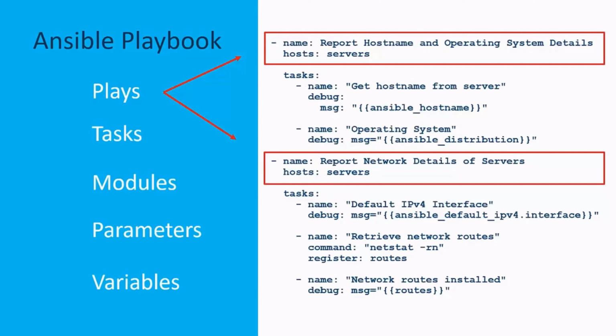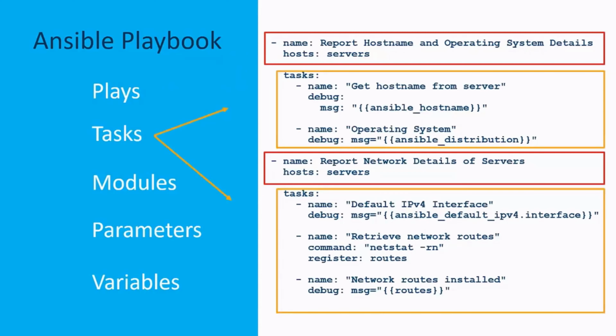The hosts are set up in the host file, and those define the actual IP address or domain names of the devices. For tasks, we have on the first play two tasks: get the host name from the server, and then get the operating system. In the second play, we have three tasks.